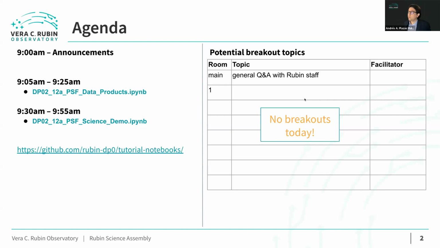Our agenda for today, we're going to start with announcements as usual. And then the bulk of the session will focus on going through two tutorials from the DP0.2 simulations. These are tutorials 12A, the PSF data products, an introduction to the PSF. And then there's going to be a second tutorial, it should be 12B here. There's a typo there. But it's a science demo focused on weak gravitational lensing. As usual, this is the GitHub repository where you can find these tutorials.